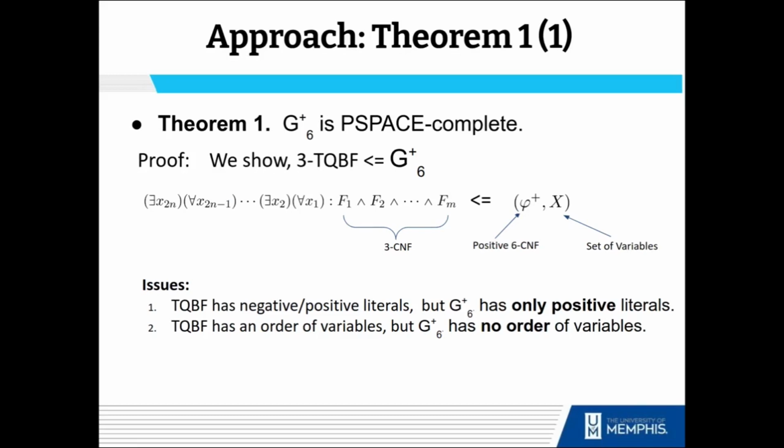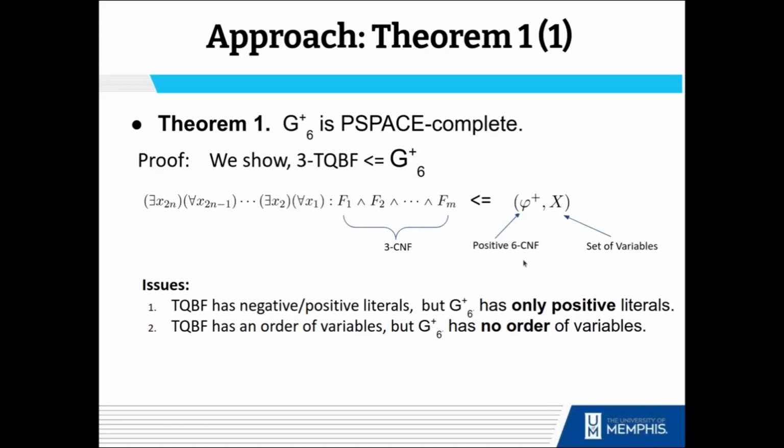All right. So, I would like to discuss our approach to solve Theorem 1, and that is G6 positive is PSPACE-Complete. So, in the proof we show that 3-TQBF is reduced to G6 positive. Suppose we have an instance of 3-TQBF: there exists x_{2n}, for all values of x_{2n-1}, until the last variable, and we have a 3-CNF like this, where each F1, F2, F3, Fm is a clause.